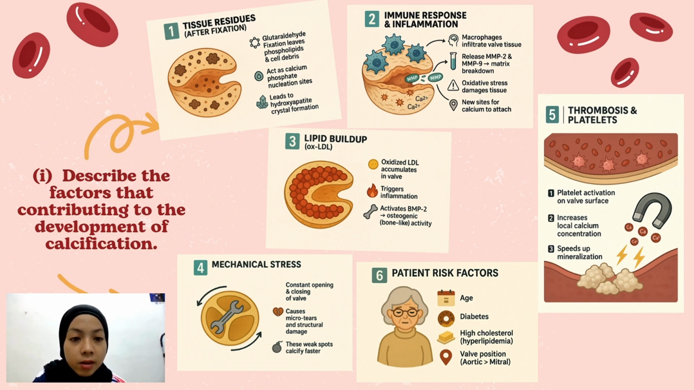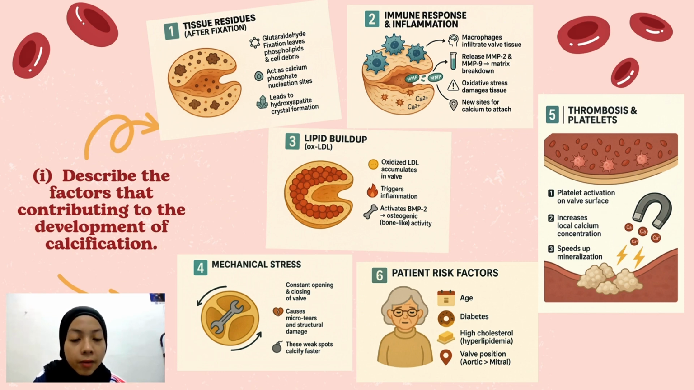Macrophages infiltrate valve tissue and release MMP2 and MMP9, causing matrix breakdown. Oxidative stress damages tissue, creating new sites for calcium to attach. Third one, lipid build-up. Oxidized LDL accumulates in the valve, triggers inflammation, and activates BMP2, causing osteogenic, bone-like activity. Next, mechanical stretch. Constant opening and closing of the valve causes microtears and structural damage. These weak spots calcify faster.